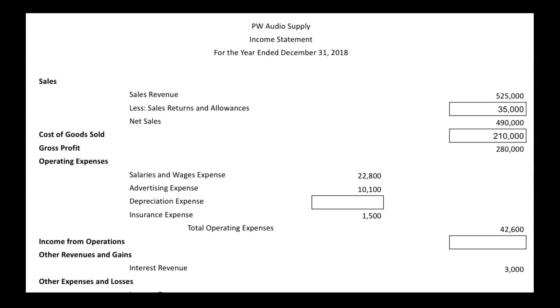Well, we're given 3, and our depreciation expense is unknown. So we can set this up algebraically as 22,800 plus 10,100 plus X plus 1,500 equals our total operating expenses of 42,600. So if we solve for X in this case, your depreciation expense will end up as 8,200.